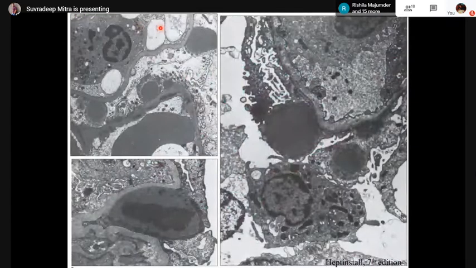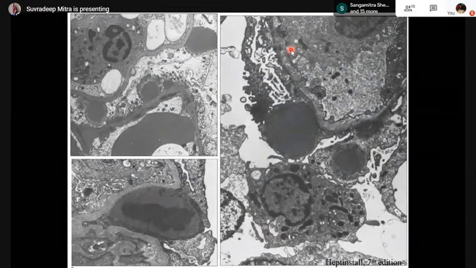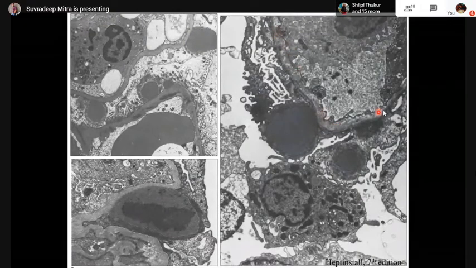If you look at the electron microscopic picture, in the last class I have already shown you how to interpret an electron microscopic picture. So this is the glomerular basement membrane, nice and fine. You can see a little bit of endothelial cell processes and the fenestrations, and this is the podocyte nucleus with podocytic foot processes.